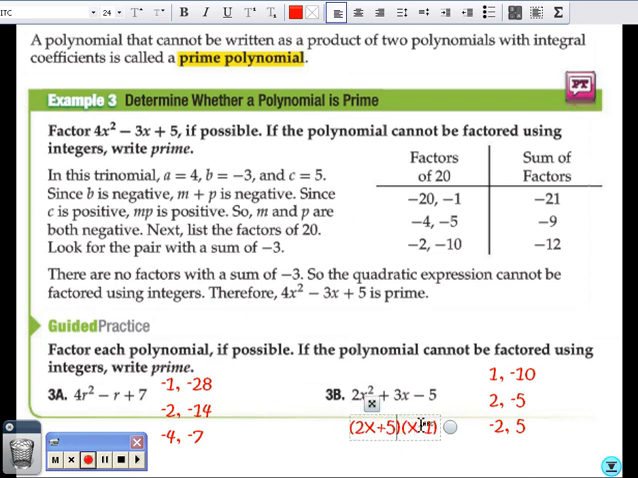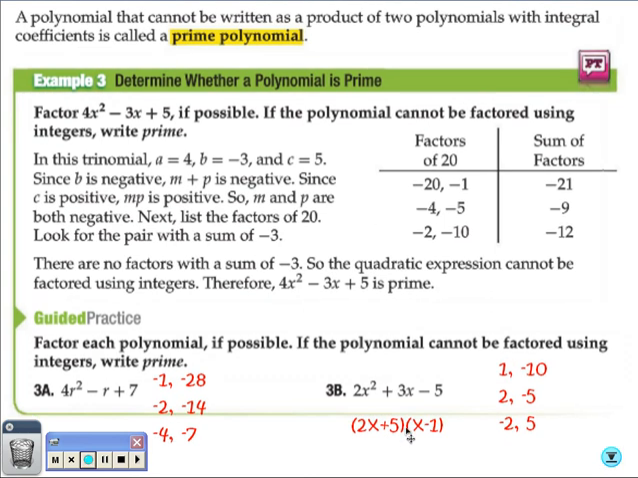We have 5 times x gives us 5x. 2x times -1 gives us -2x. 5x minus 2x gives us 3x. So that one was factorable. You have to check and make sure. You can never be sure unless you check your answers.